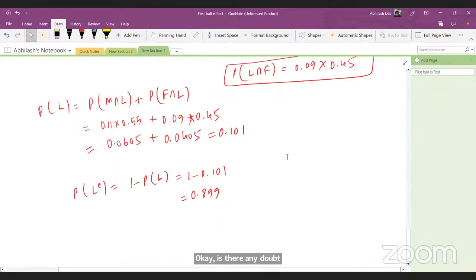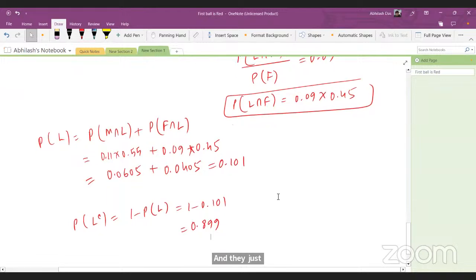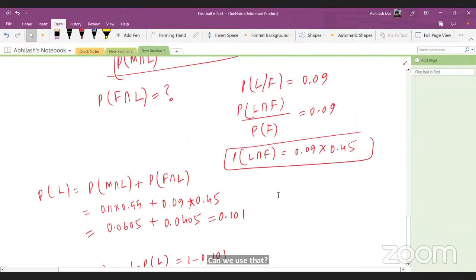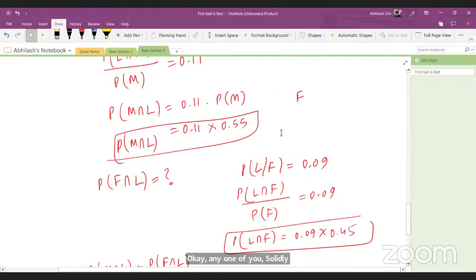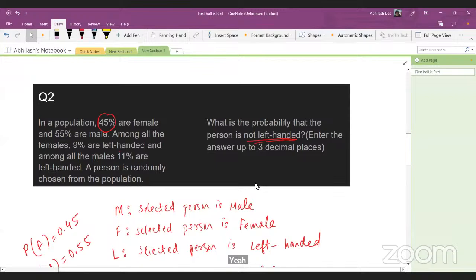Can it be solved with the contingency table? Sorry. Sir, can you show the question once? Can we solve it with a contingency table? Okay, how will you solve it using contingency? Okay, can any one of you solve it? Sir, can you show the contingency table? Show the question first. Yes, sir, this is the question.